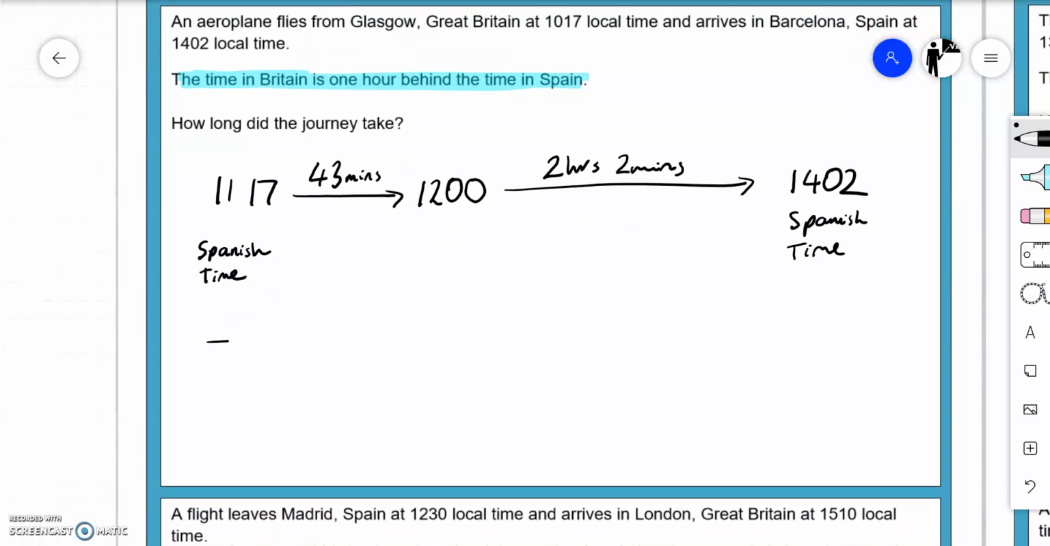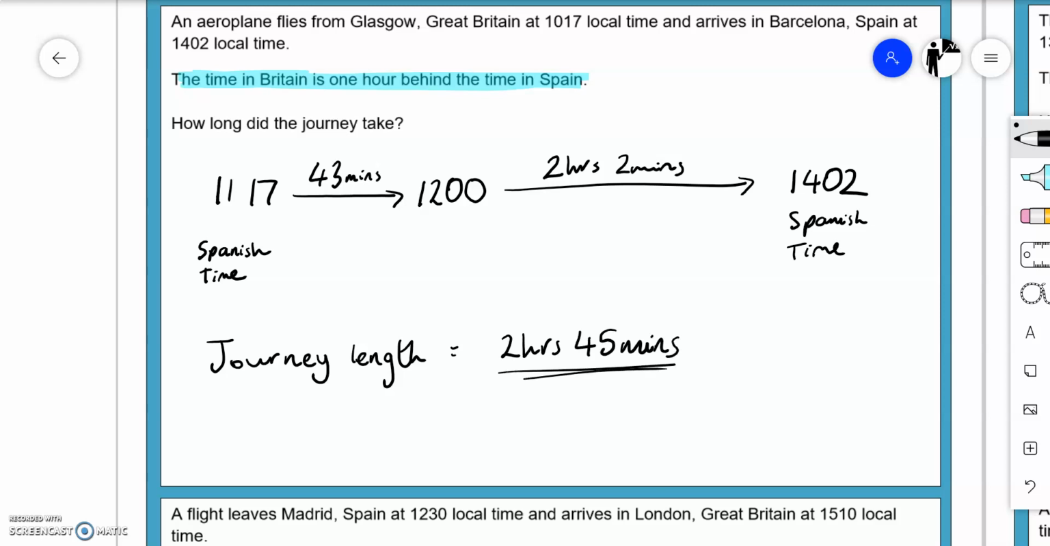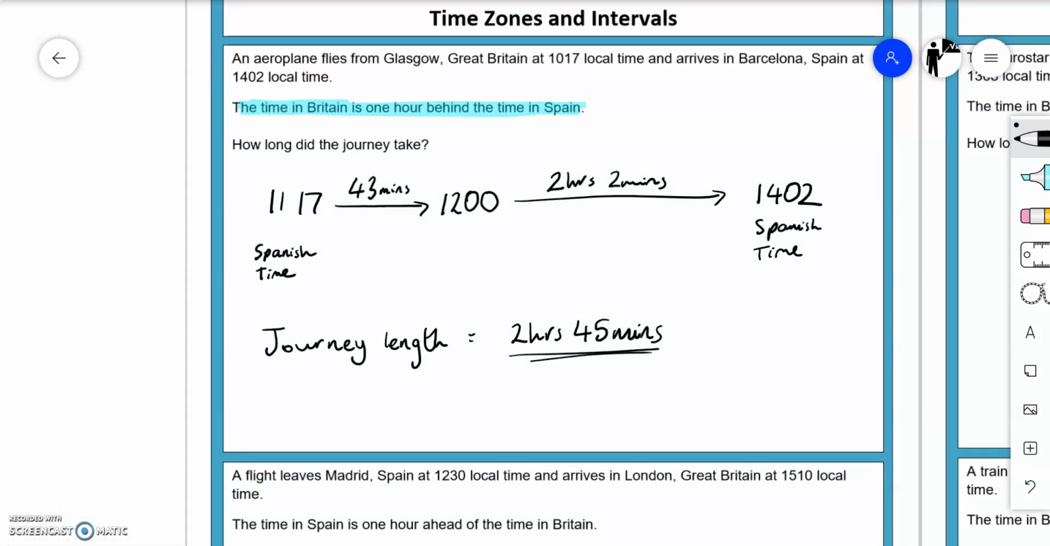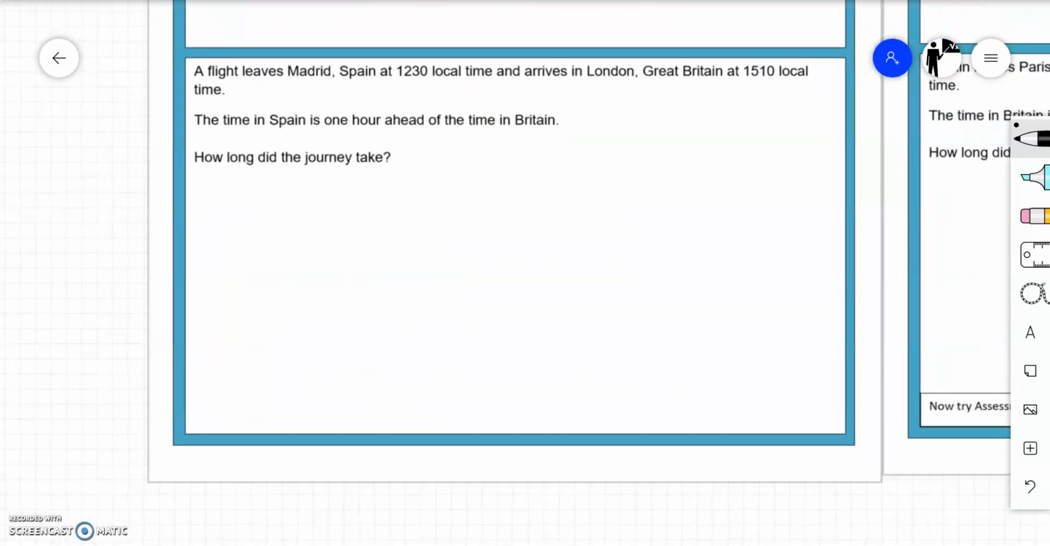Okay, so the journey length was going to be 2 hours, and 43 and 2 is 45 minutes. I would have got the exact same answer if I converted them both to be British time. The most important thing is they're both in the same time zone. Let's have a look at the second one.